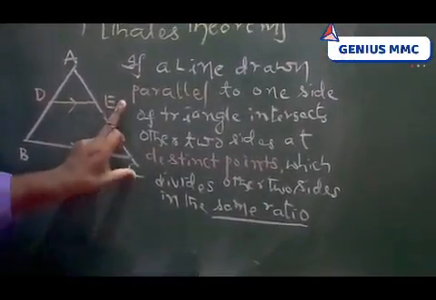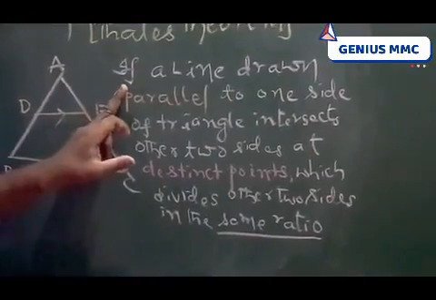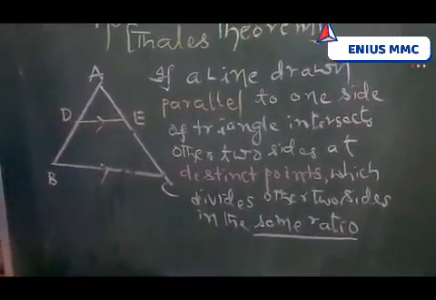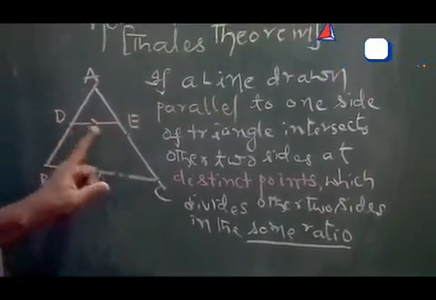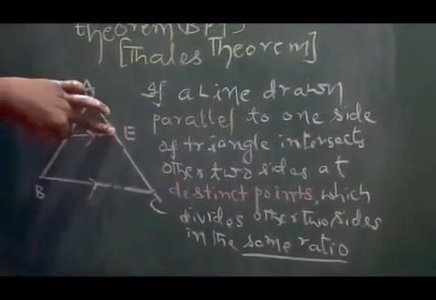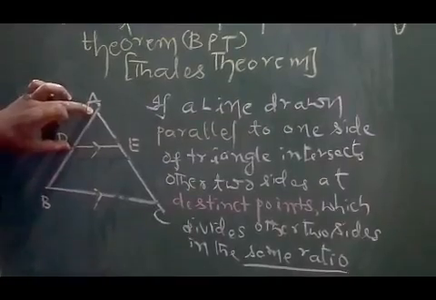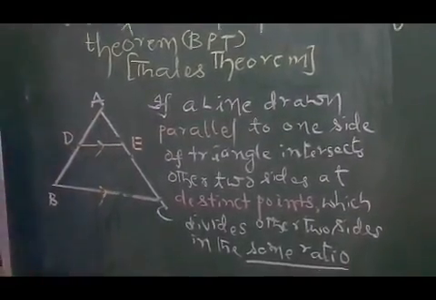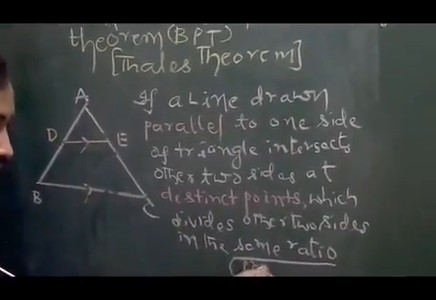So this is the statement. Repeat: if a line drawn parallel to one side of a triangle intersects the other two sides at distinct points, then the line divides the other two sides in the same ratio, or it is also called proportional.